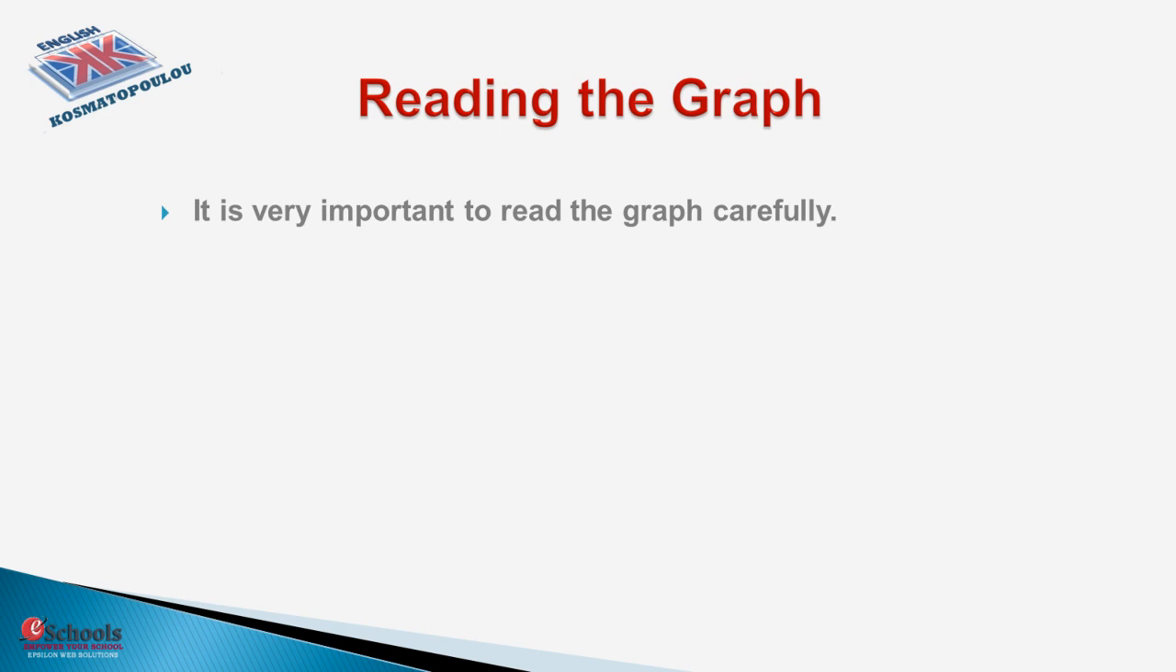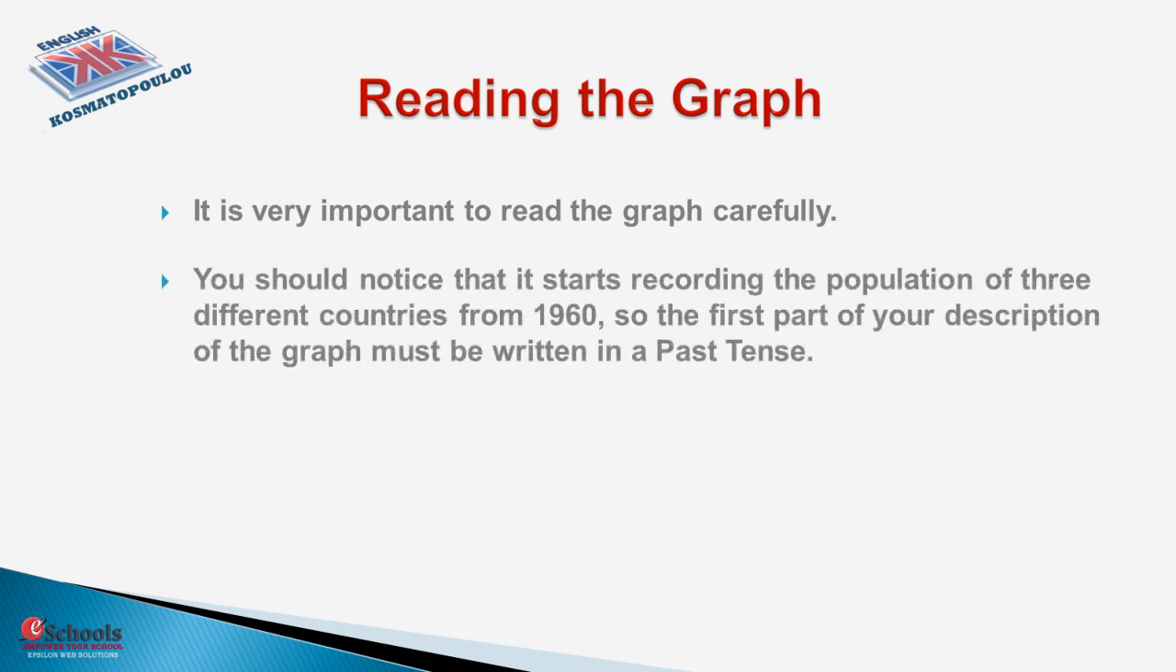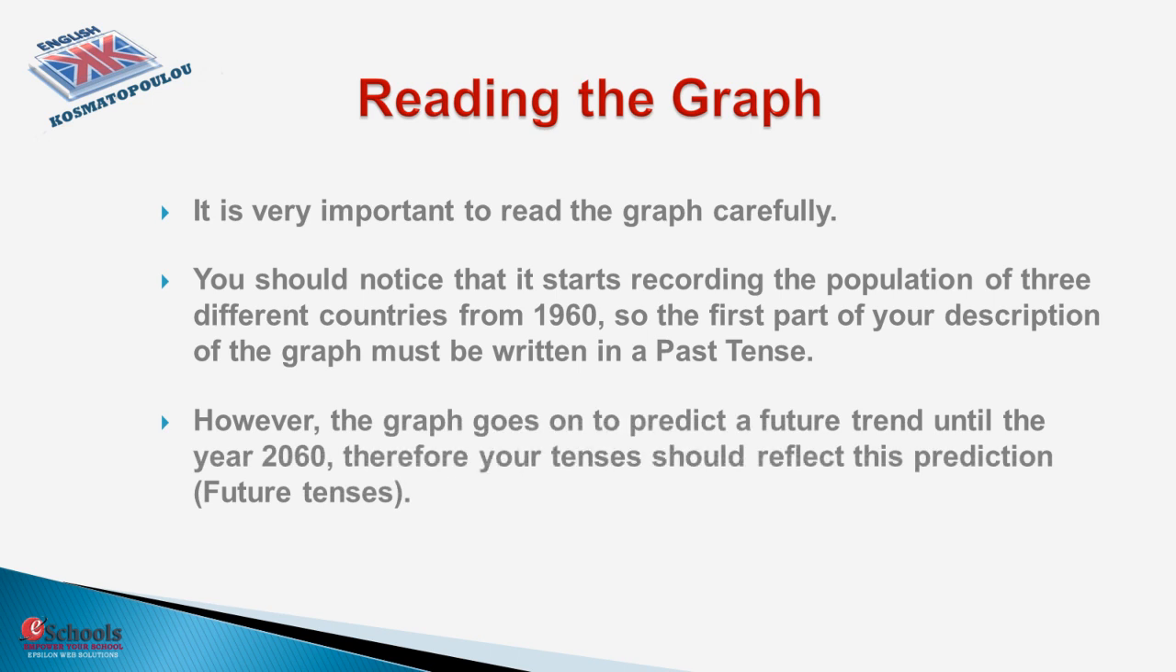There are some points to consider before writing. It is very important to read the graph carefully. You should notice that it starts recording the population of 3 different countries from 1960. So the first part of your description of the graph must be written in a past tense. However, the graph goes on to predict a future trend until the year 2060. Therefore, your tenses should reflect this prediction. So, use future tenses.